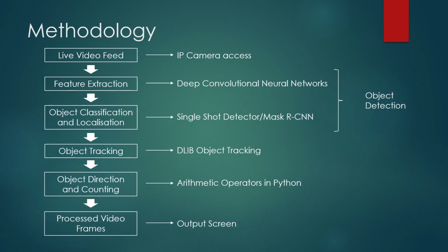The methodology used for my FYP is to use an IP camera to access a live video feed, to use deep convolutional neural networks for feature extraction, single shot detector or Mask RCNN for object classification and localization, which we'll be putting under the same family as object detection, Dlib object tracking for object tracking, arithmetic operators in Python for object direction and counting, and lastly, we will be using an output screen for the processed video frames.